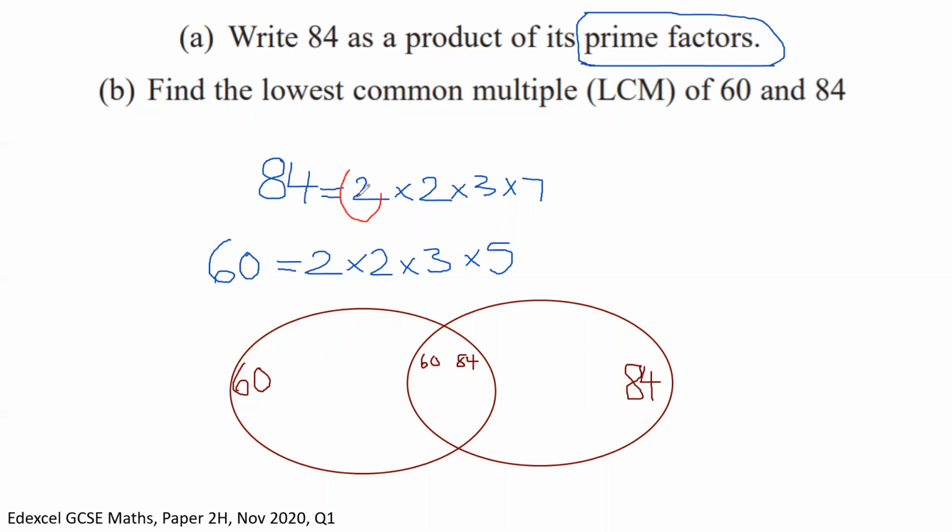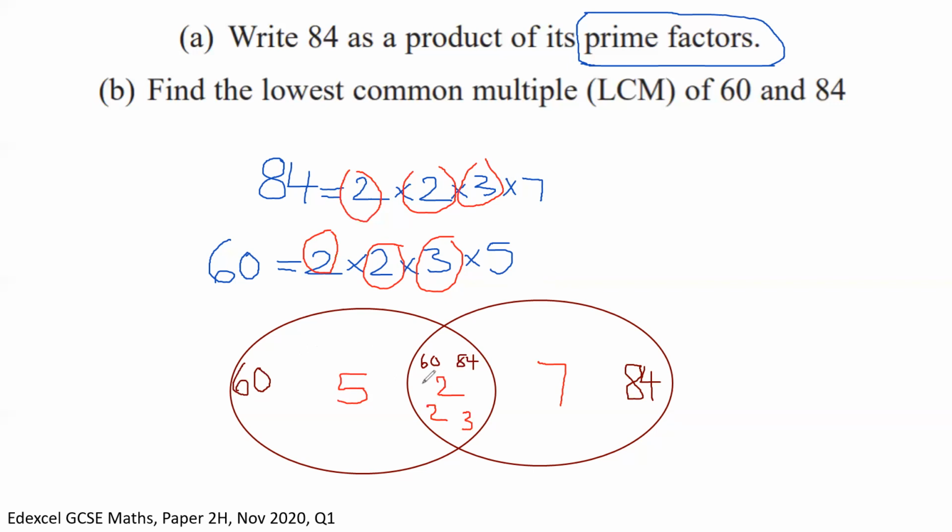Both of these have a 2, so we can put a 2 in the middle. Both of them have got a second 2, so we can put a second 2 in the middle. Both of them have got a 3, so we'll put a 3 in the middle. 7, 60 doesn't have a 7, so we need to put the 7 in this side of the Venn diagram, in the 84 circle. And the same is true for 60. So 5 is only a prime factor of 60 and not of 84. So we can put it in this side of the Venn diagram circle.